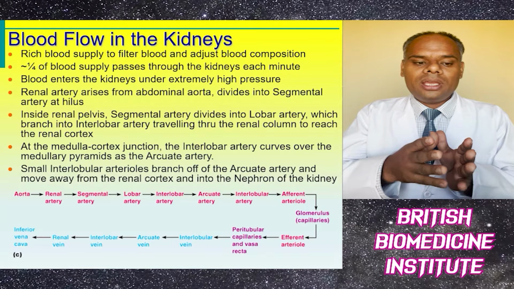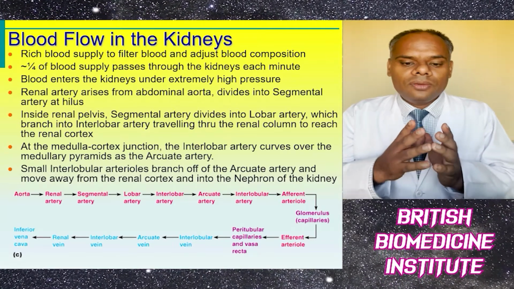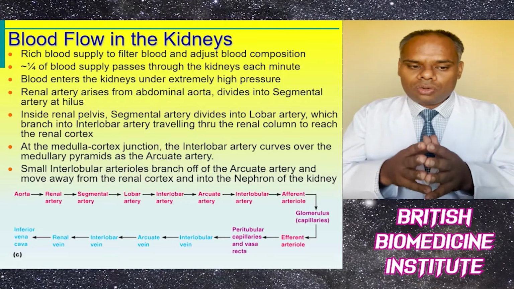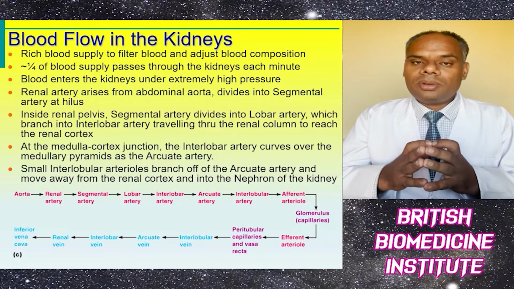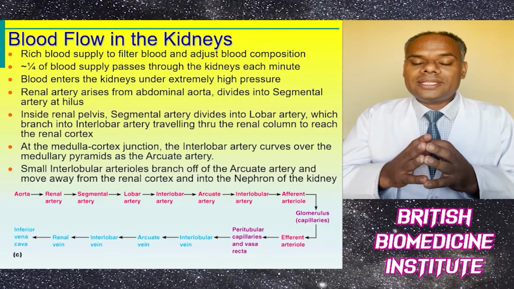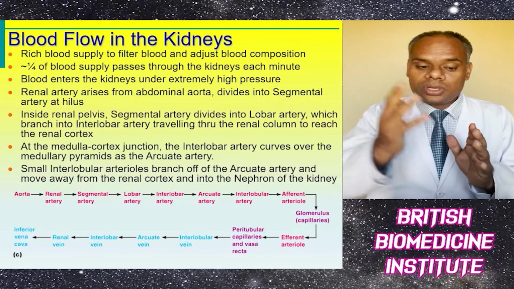Leaving the glomerulus, the filtered blood travels through the efferent arterioles into the peritubular capillaries. And from there, blood moves through similar veins that parallel the arteries in their respective locations.